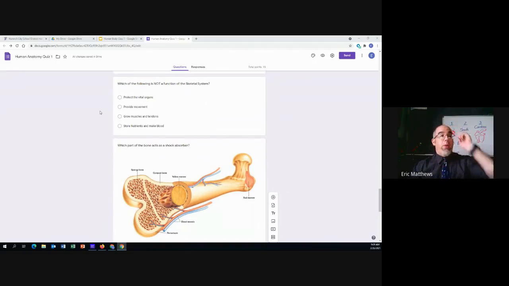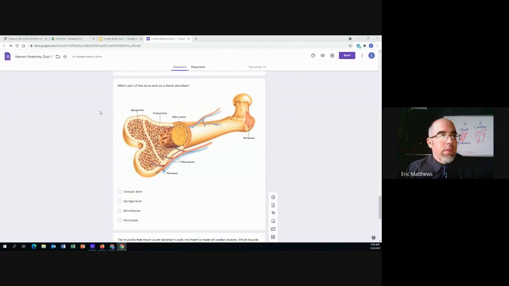Next one, which of the following is not a function of the skeletal system? Protect the vital organs, provide movement, grow muscles and tendon, or store nutrients and make blood. All right, we're right at the end, just two more. Which part of the bone that you see in this picture acts as a shock absorber? Is that the compact bone, the spongy bone, the bone marrow, or the periosteum?